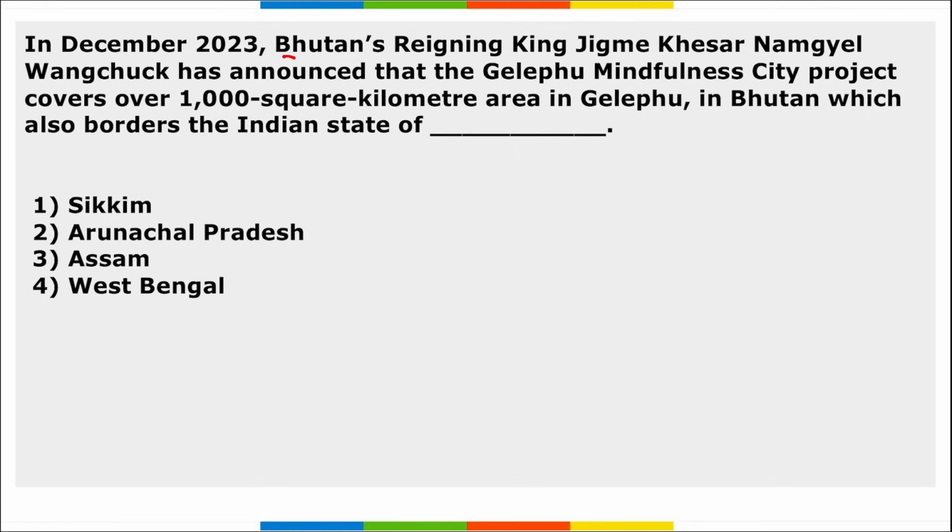Next, in December, Bhutan's reigning king Jigme Khesar Namgyel Wangchuk has announced that the Gelephu Mindfulness City project covers 1000 square kilometer area in Gelephu in Bhutan, which also borders an Indian state. So this Gelephu project is also on the border with which state of India? It is bordering Assam. It is on the border of Assam.